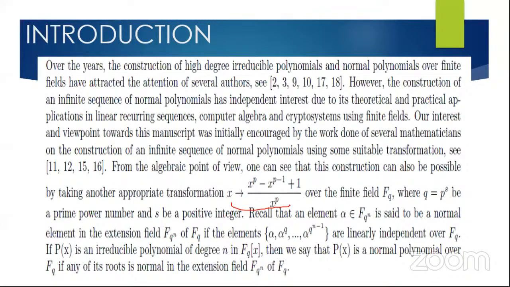For the definition of normal element, an element alpha is said to be a normal element if the elements alpha, alpha^q, and so on up to alpha^(q^(n-1)) are linearly independent over Fq. And if we have an irreducible polynomial p(x), then we say that this polynomial is a normal polynomial if any of its roots is normal in its extension.